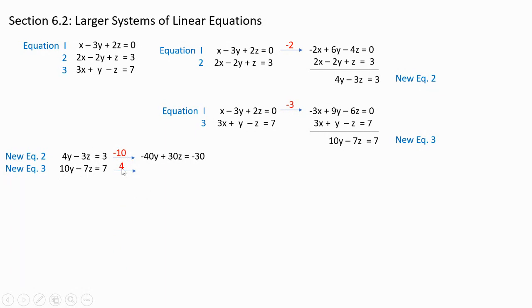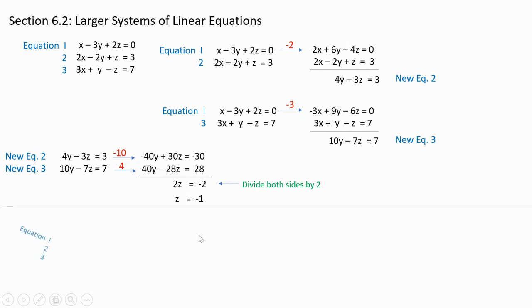So by multiplying -10 times every term, we get -40y plus 30z equals -30. And multiplying 4 times every term, we get 40y minus 28z equals 28. Now the y's cancel, so we get 2z equals -2. But I want to isolate the z, have it by itself with no coefficient, so we want z equals a number, right? So we divide both sides by 2. And it gives us -1.